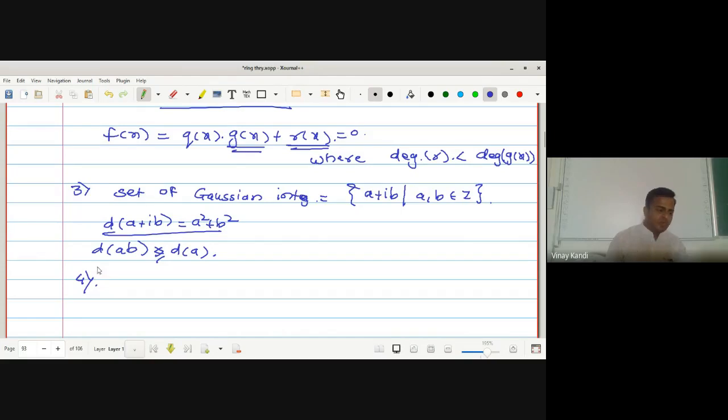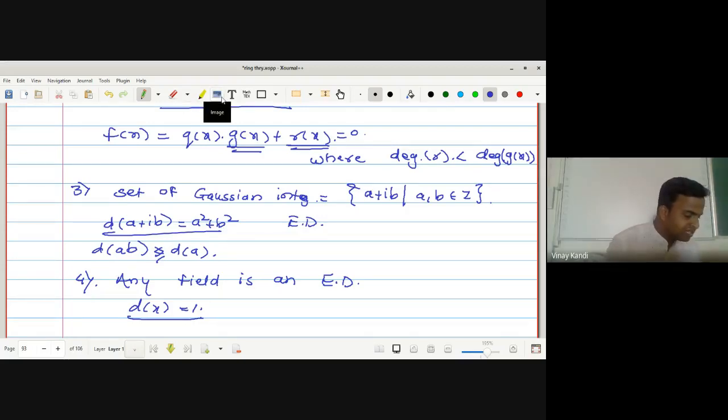So example number 4, any field is an integral domain. Any field is a Euclidean domain. Sorry, this is also a Euclidean domain, and any field is a Euclidean domain such that d of x is equal to 1. If I define it like this, it satisfies the two properties of a Euclidean domain. That much example is sufficient. So this is the definition of Euclidean domain.